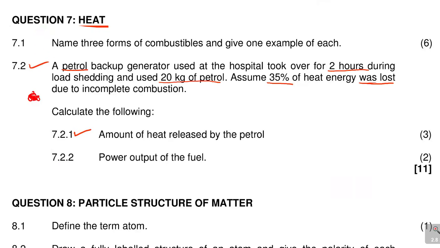So now let us go back to this question 7.2. It says a petrol backup generator is used at the hospital. It took over for 2 hours during load shedding and used 20 kilograms of petrol.